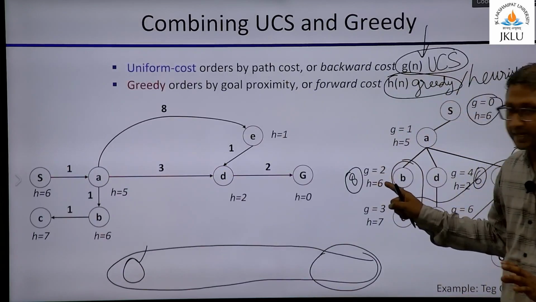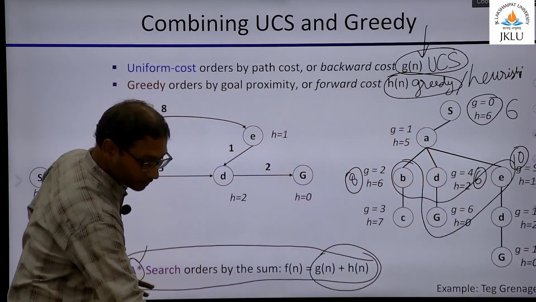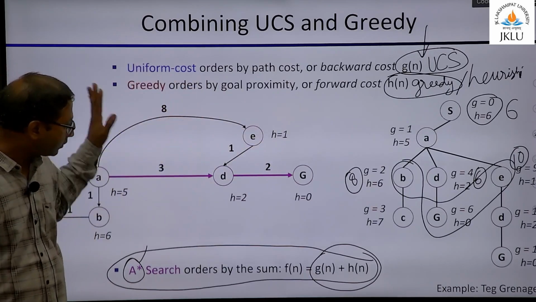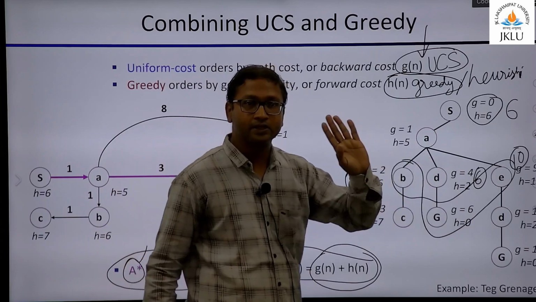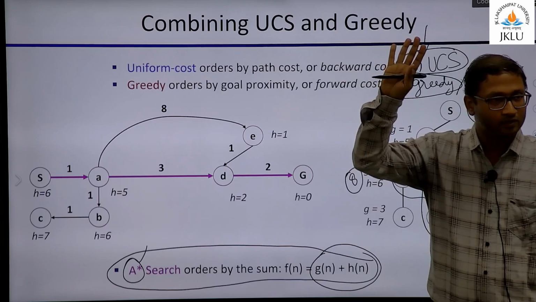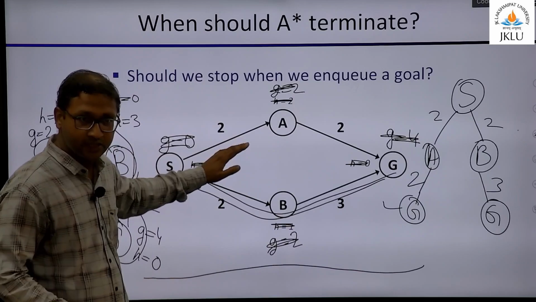Right. In this case, everything was good, right? We did not encounter anything bad. Hn plus Gn was doing perfectly fine. We reached the right goal. So this slide says A star works. This slide comes and says don't be too hasty.